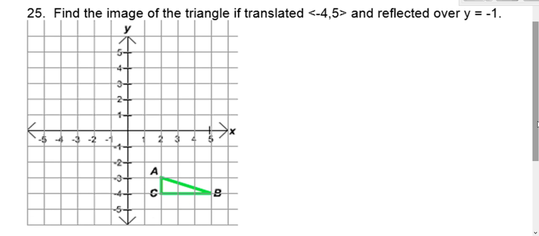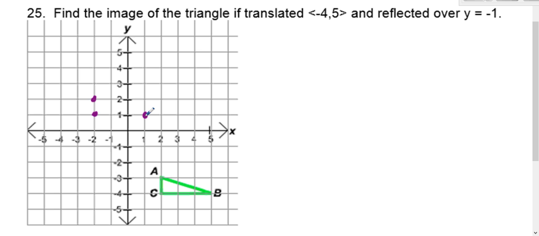Find the image of the triangle if you translate it -4, 5, and reflect over y equals -1. So move it -4, 5. Our graph is counting by 1 unit, so we're going to go left 4 and up 5. Left 4, up 5. So after the translation, it ends up there.